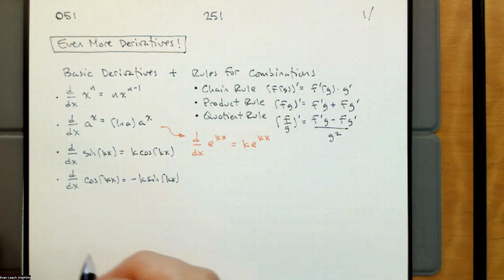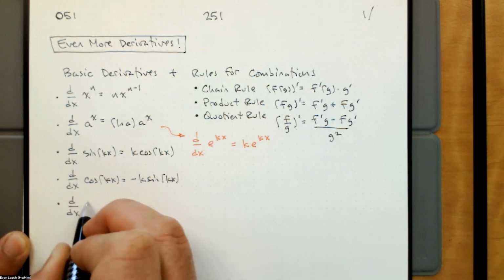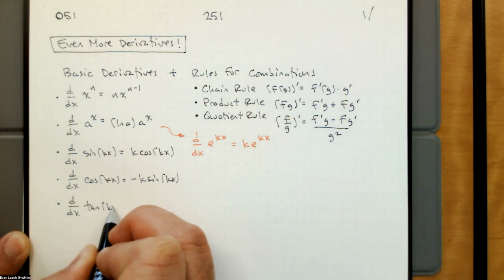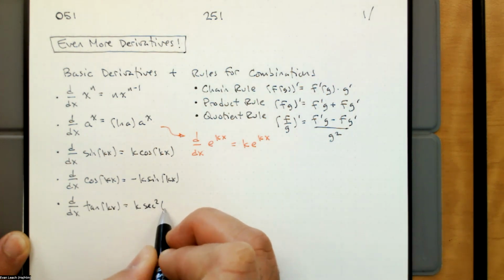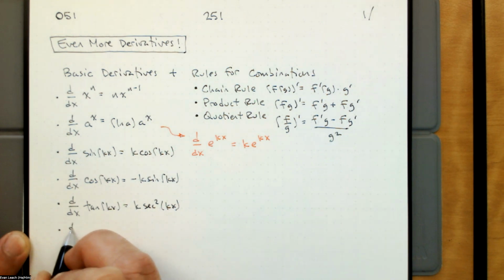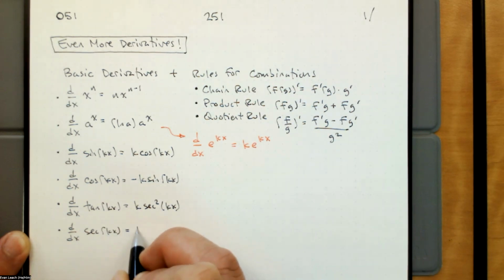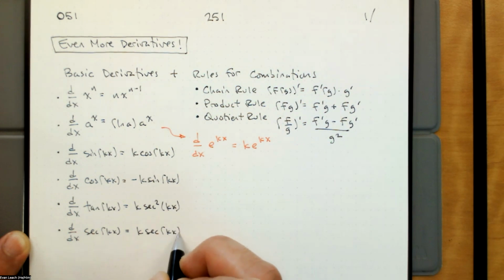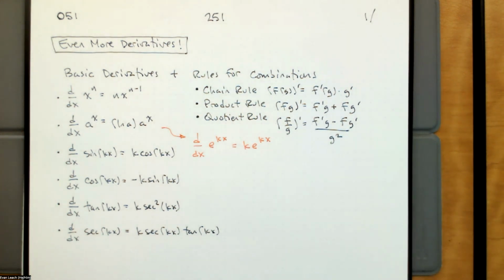This is different with tangent and secant. The derivative of tangent of kx is k times secant squared. So for tangent and secant derivatives, when we take the derivative, we go up 1 in power. So that's an interesting thing to note about these two.